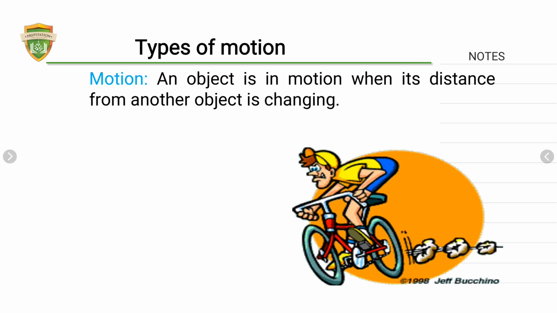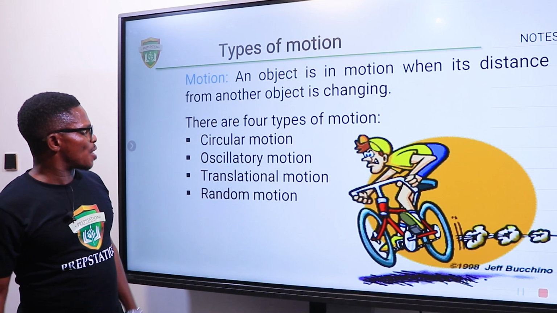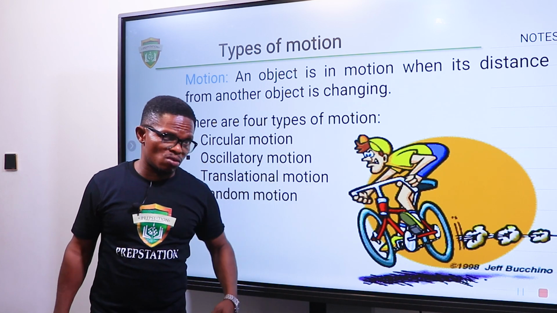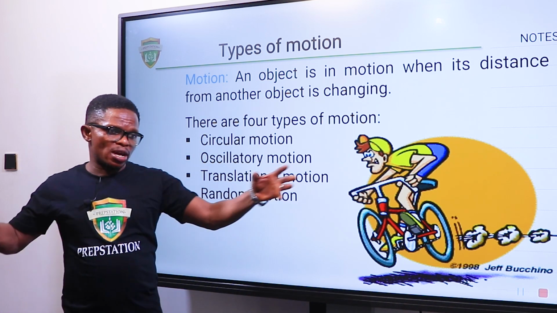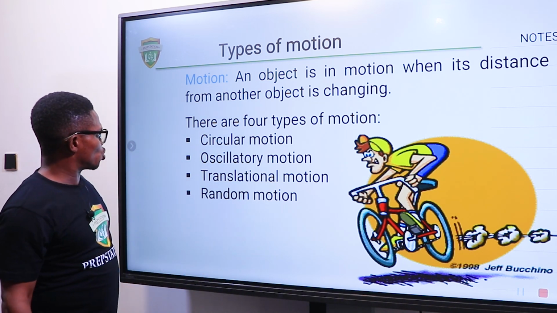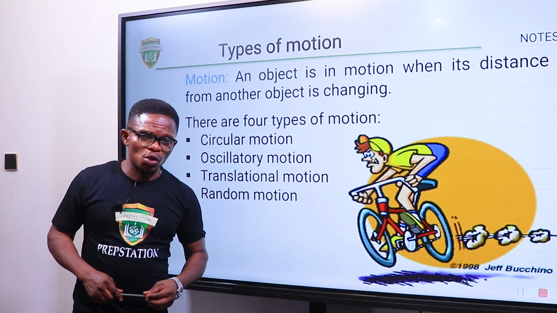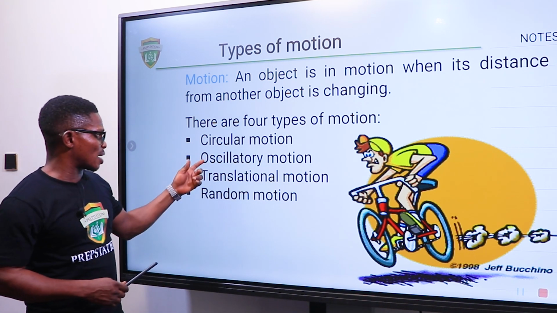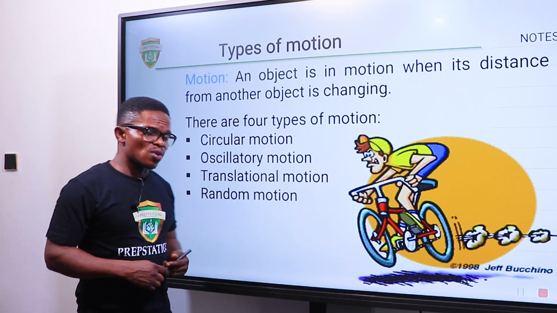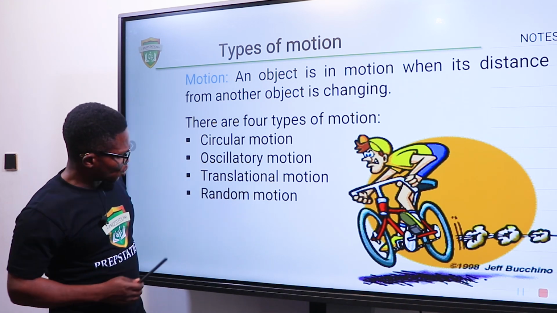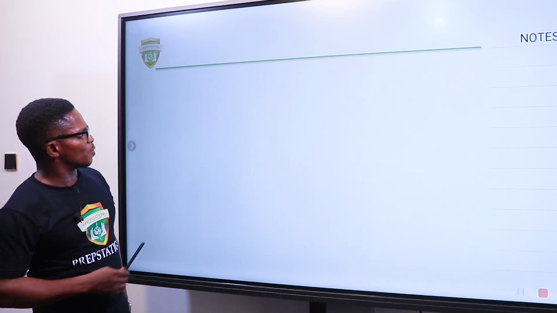Motion of an object. An object is in motion when its distance does what? Change from one point to another. Motion is simply the change in position of an object from one point to another. There are four basic types. Although if you go on the net, you see many, but we have just four. And out of these four, you can have other types of motion. So the first one is circular motion, also known as rotational motion. The second is oscillatory motion, also known as vibratory motion. The third one is translational motion. Then the last one is random motion.